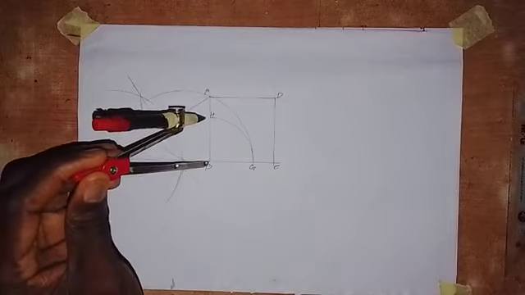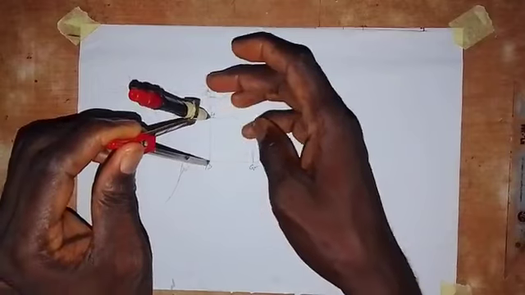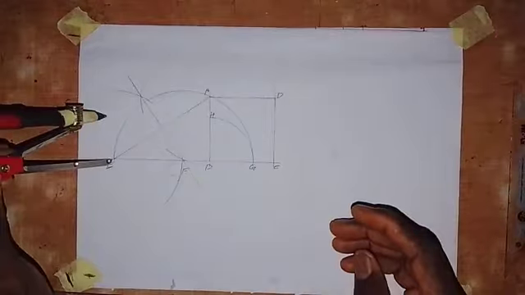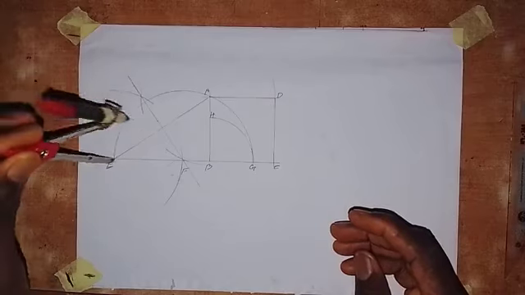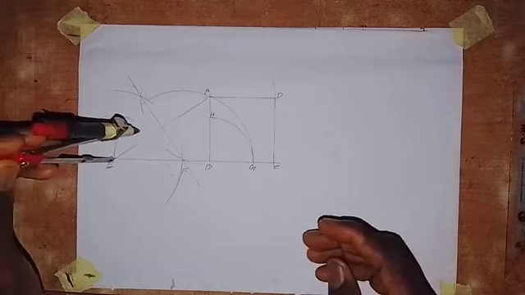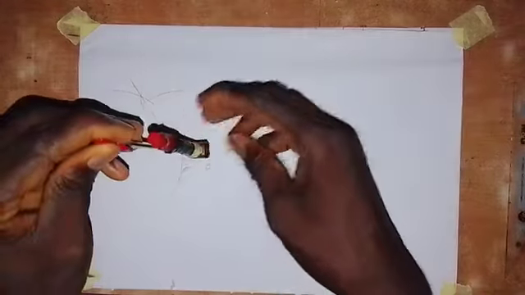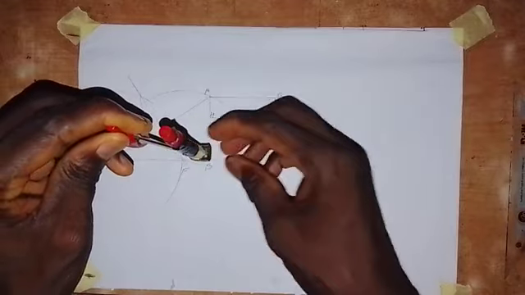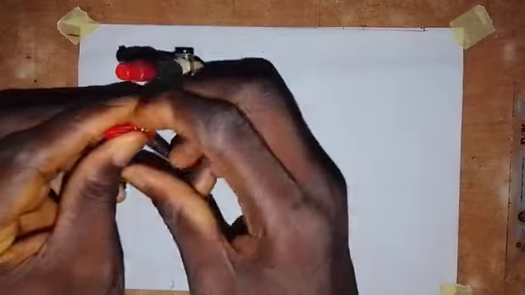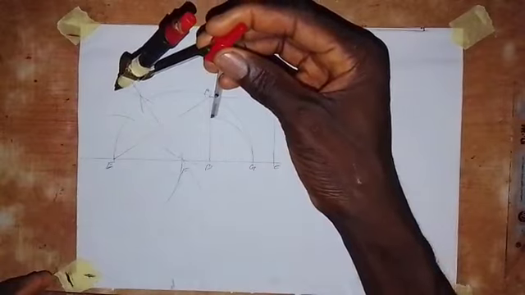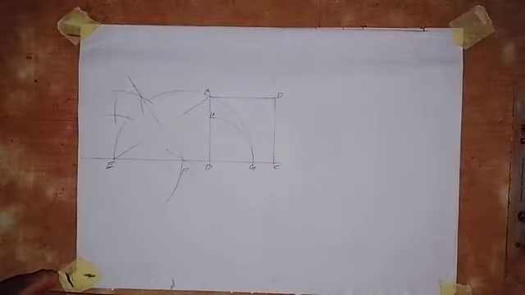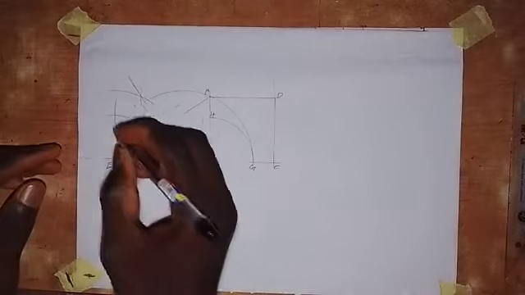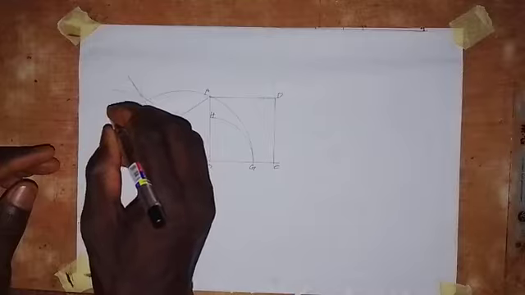What I'm going to do now is take this BH and bring it to this point E. I'll make an arc here. Then I will take length BE, and putting the pinpoint here at point H, I'm going to make an arc here. So we have this point, which I'll call point I.